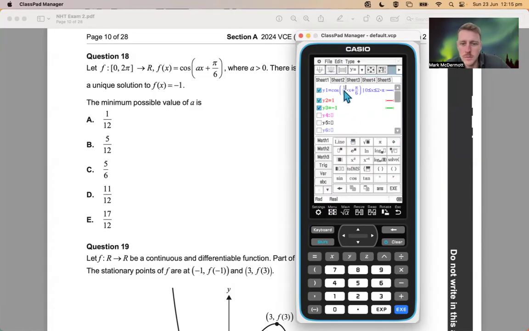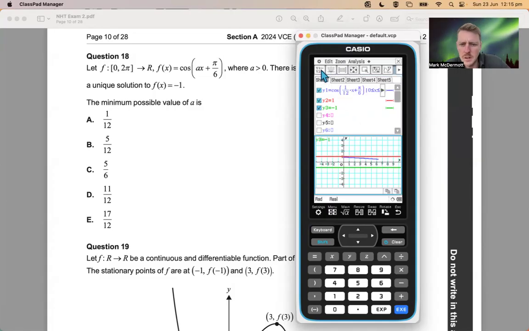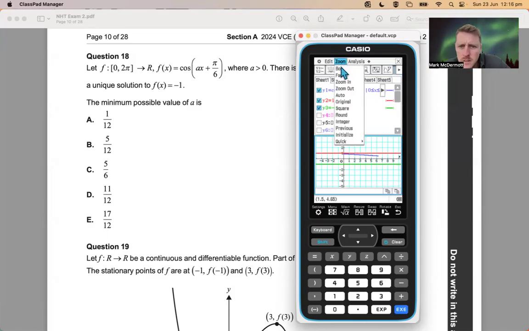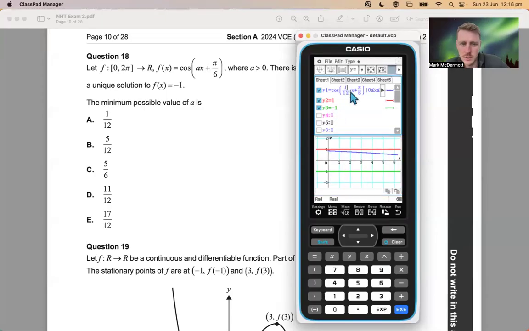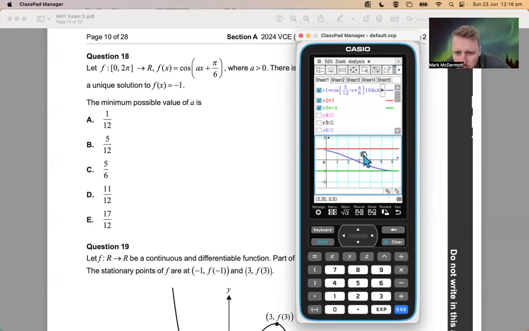So if we do 1/12 and then graph that, zoom in a little bit. There we go. All right. Clearly, when a is 1/12, we're not getting any solutions because it's not going to hit the red line or the green line. So 1/12 is out of the picture. Let's do 5/12. Okay, that looks like it has one solution. This looks like it doesn't touch at 1. So I reckon that's no good.